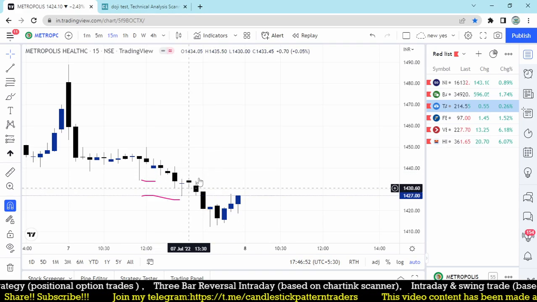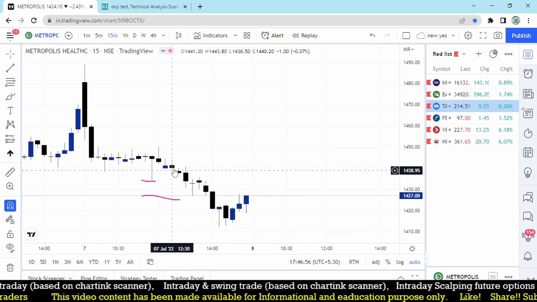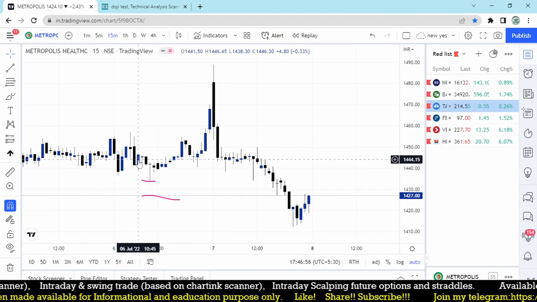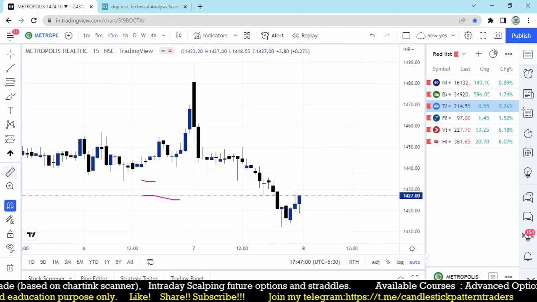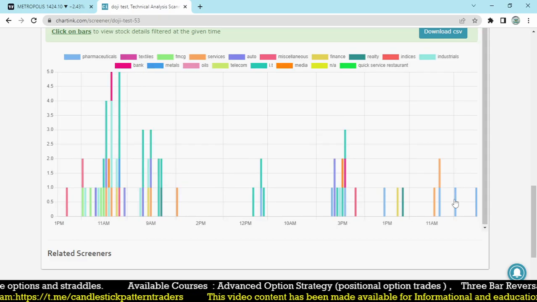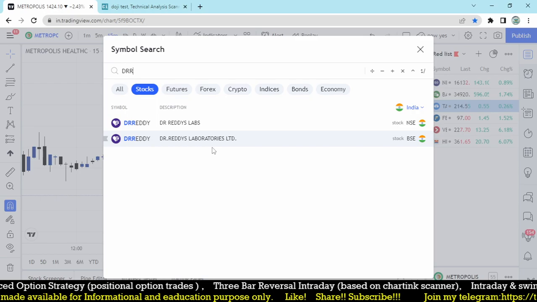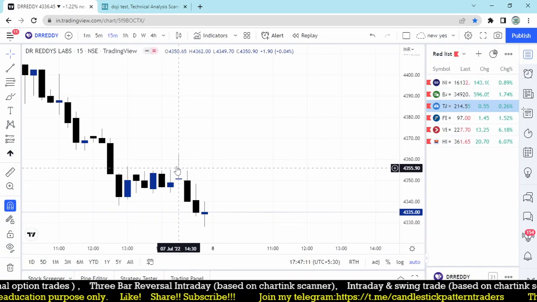The Metropolis at around 11:15 is an exact doji. And while we are focusing, if you see a lot of candles are doji like that, it is because the stock does not have a good volume. So you can focus on that while you are placing the orders. So good volume, liquid stocks. And finally this is also Dr. Reddy. Again it forms a doji candle.